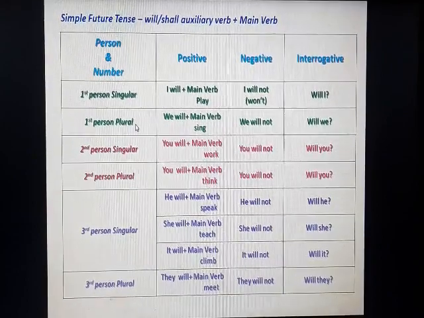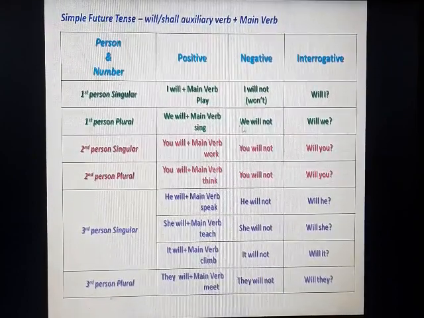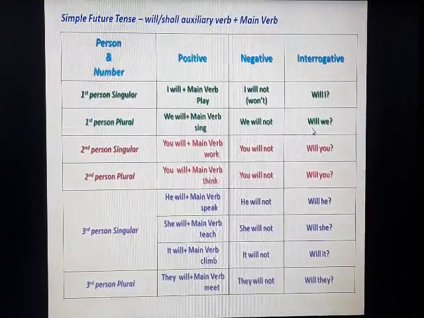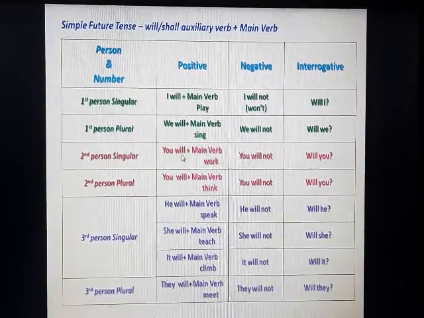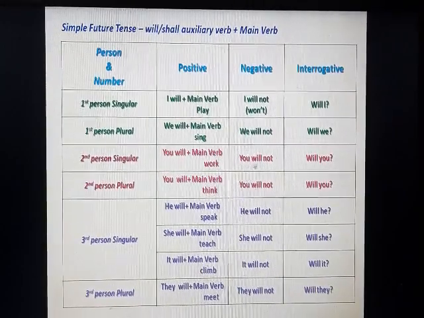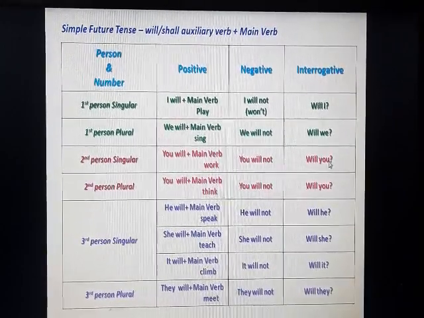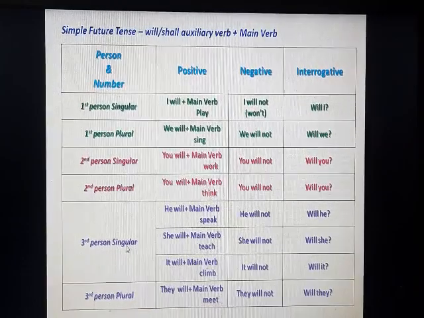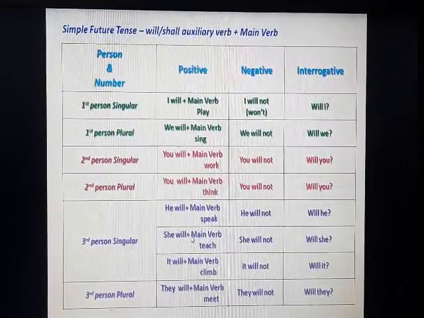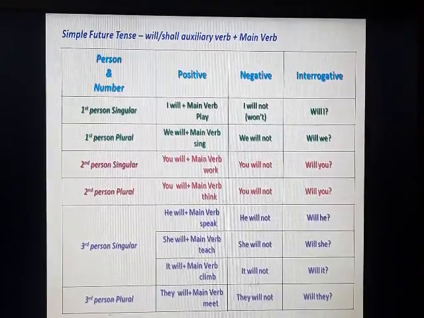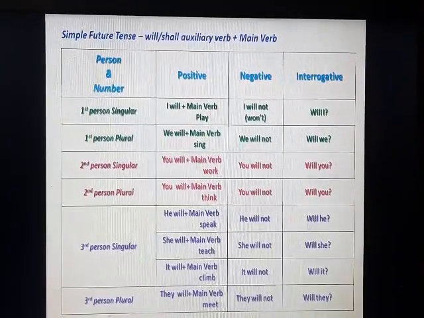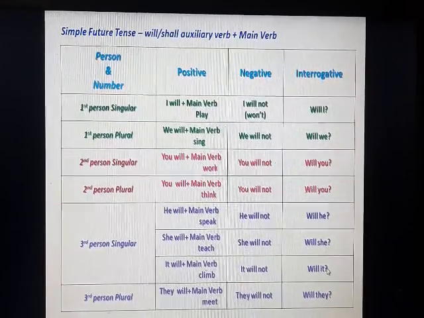In the first person plural, we will plus main verb. We will not in the negative. Will we in the interrogative. Second person singular and plural, you will plus main verb. You will not in the negative. Will you in the interrogative. In the third person singular, he will, she will, it will plus main verb. He will not, she will not, it will not in the negative. Will he, will she, will it in the interrogative.